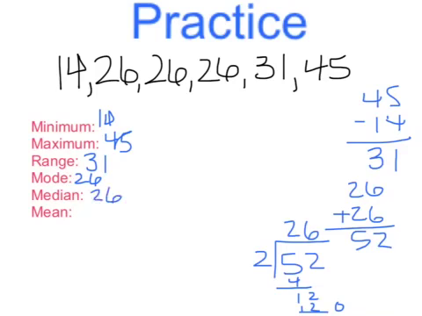Final thing we have to do is find the mean for this set of data, which means that we first have to add all 6 of these numbers together, and then we have to divide by 6 because there are 6 numbers in our set of data. It will look like this.